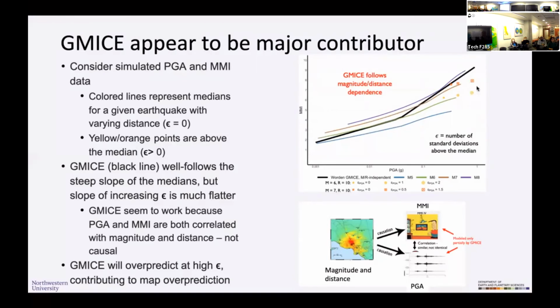So it's going to fall somewhere else this way. This is thus going to contribute to the map over-predicting shaking, and is probably one of the biggest causes as to why we're seeing the map over-predict historical shaking. Another way to think about this problem is that it's a case of correlation and not causation. So both PGA and MMI are causal with the magnitude and distance of the earthquake, but they're only partially correlated with each other. And GMICEs currently treat them as fully causal with each other.